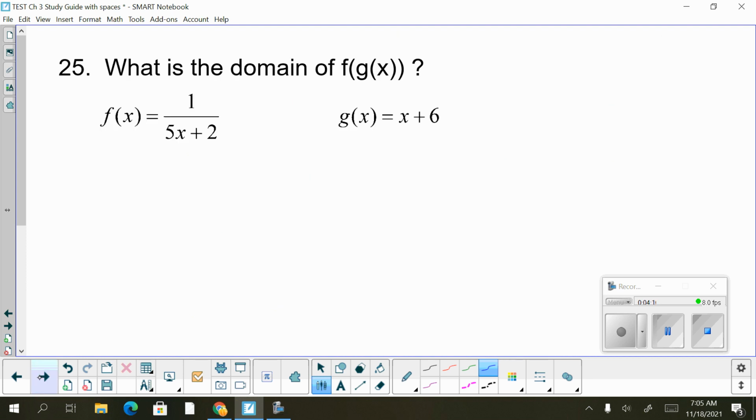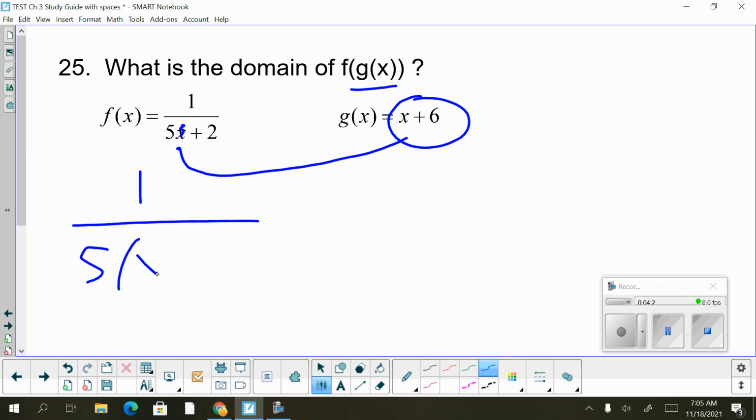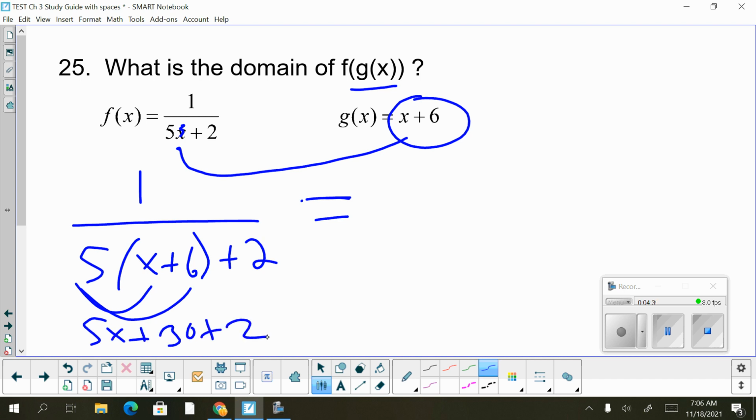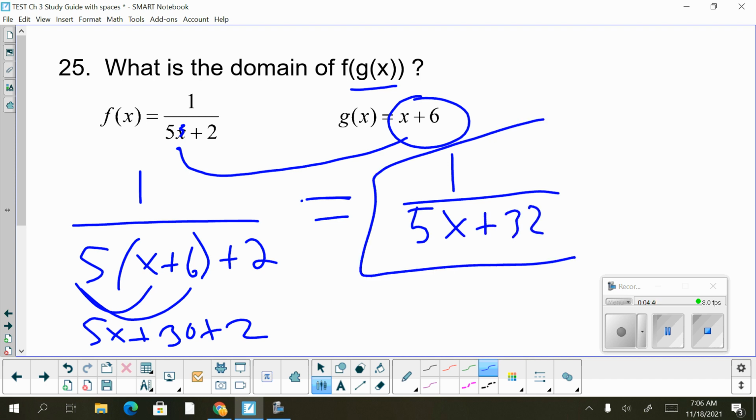And our last one, what is the domain of f of g of x? This is the one that gets circled, the g of x. It gets placed in for f right here. So what that's going to look like is parentheses around the x plus 6, and then I'll still have the 2 there. I'm going to simplify this down a bit. If I would distribute, it'd be 5x plus 30 plus 2. So I would combine those like terms, the 30 and the 2. So it's going to be 5x plus 32. That's my function.